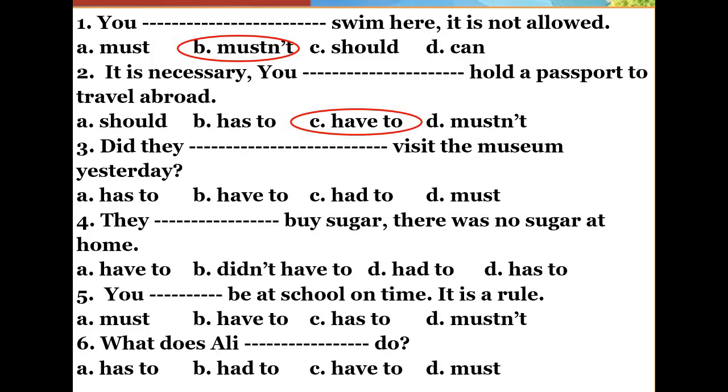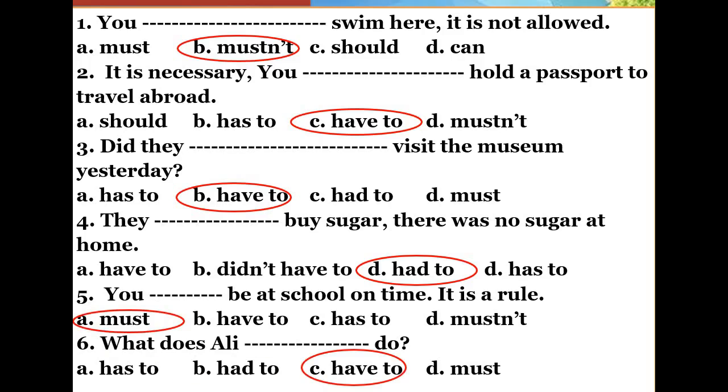Did they space visit the museum yesterday? Did they? Exactly, have to. They space buy sugar. There was no sugar at home. They had to buy sugar. There wasn't any at home. Okay. You space be at school on time. It's a rule. Yes, you must. What does Ali space do? Have to do.